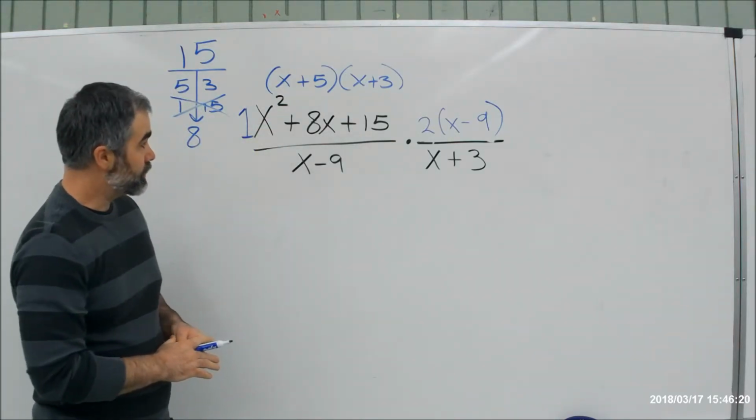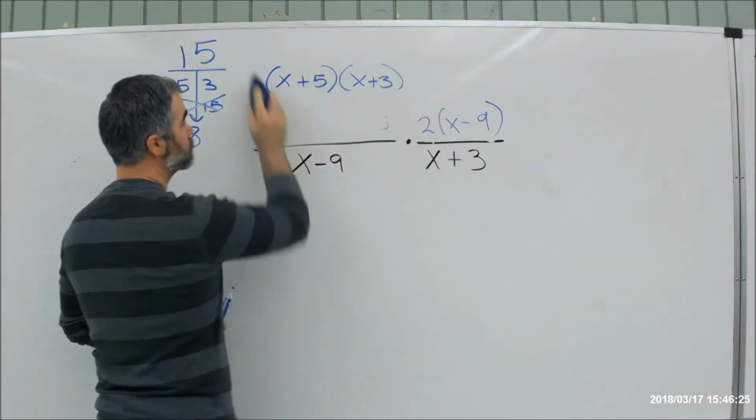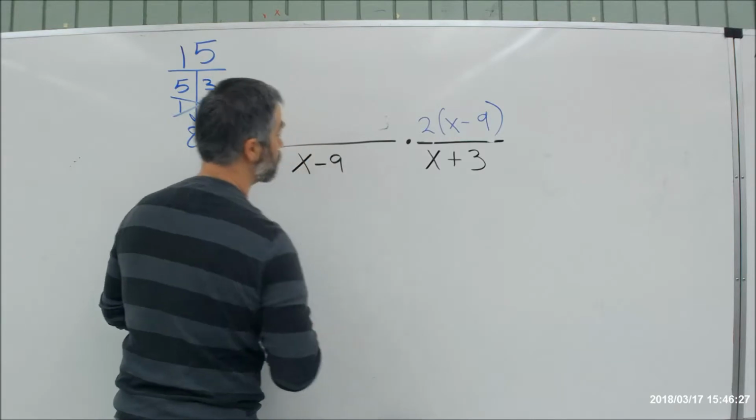So let's go ahead and rewrite this one as x plus 5 and x plus 3. And we're going to see what we've got left now.